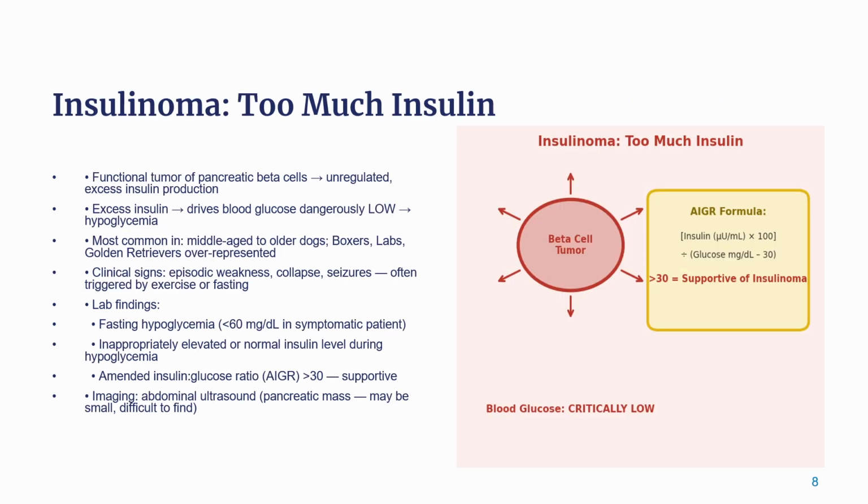Insulinoma is the opposite of diabetes. Instead of too little insulin, there's too much. A functional tumor of the pancreatic beta cells keeps secreting insulin regardless of blood glucose level.